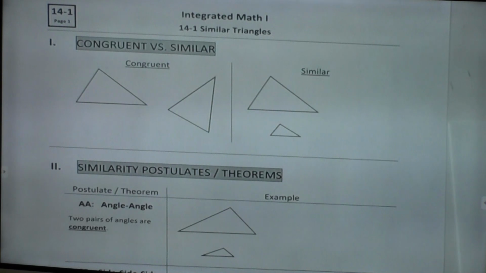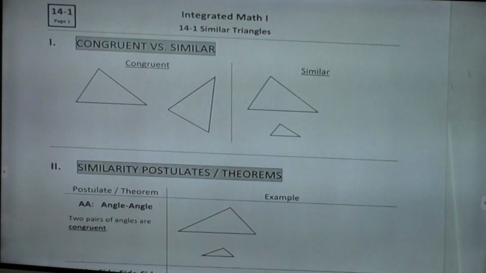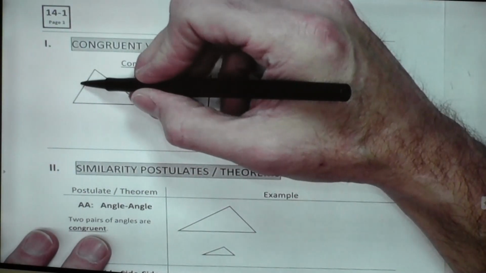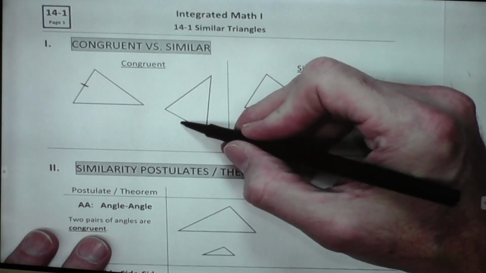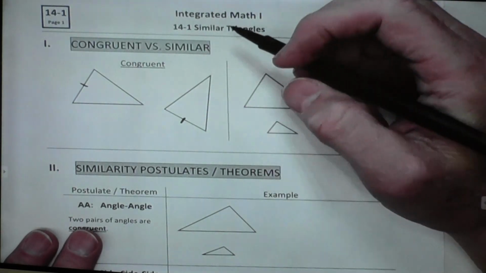Okay, so the first part of it is just making sure everyone is comfortable with the difference between congruent and similar. In congruent, no matter which way triangles are turned, every part of them is exactly the same. So I put a little line here. The matching side over here is this one. So this line means that the lengths are exactly the same.